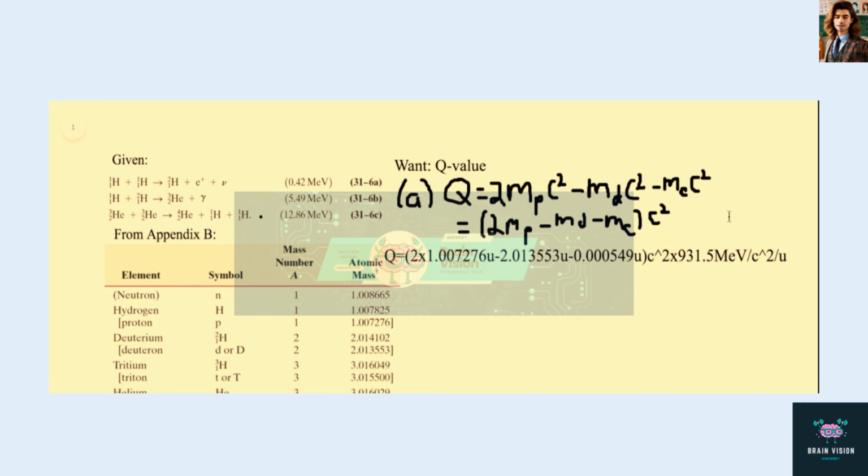And you can put that into a calculator and verify that it does in fact equal close to 0.42 mega electron volts. Equals approximately, I'll do a curly equal here.